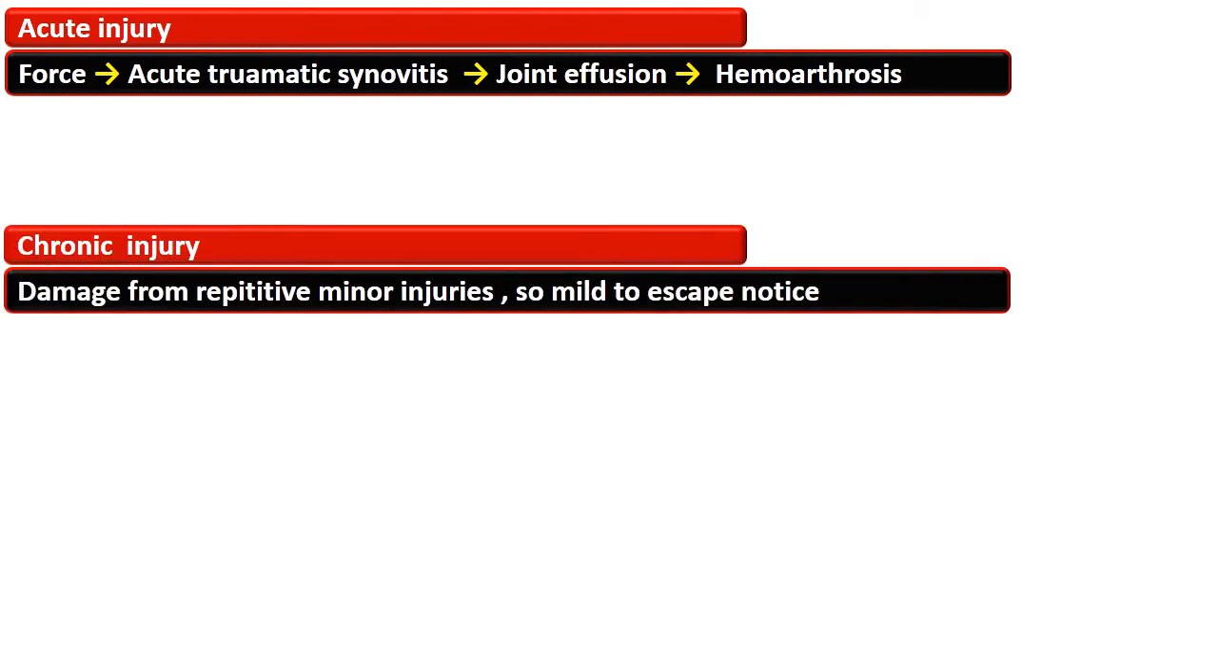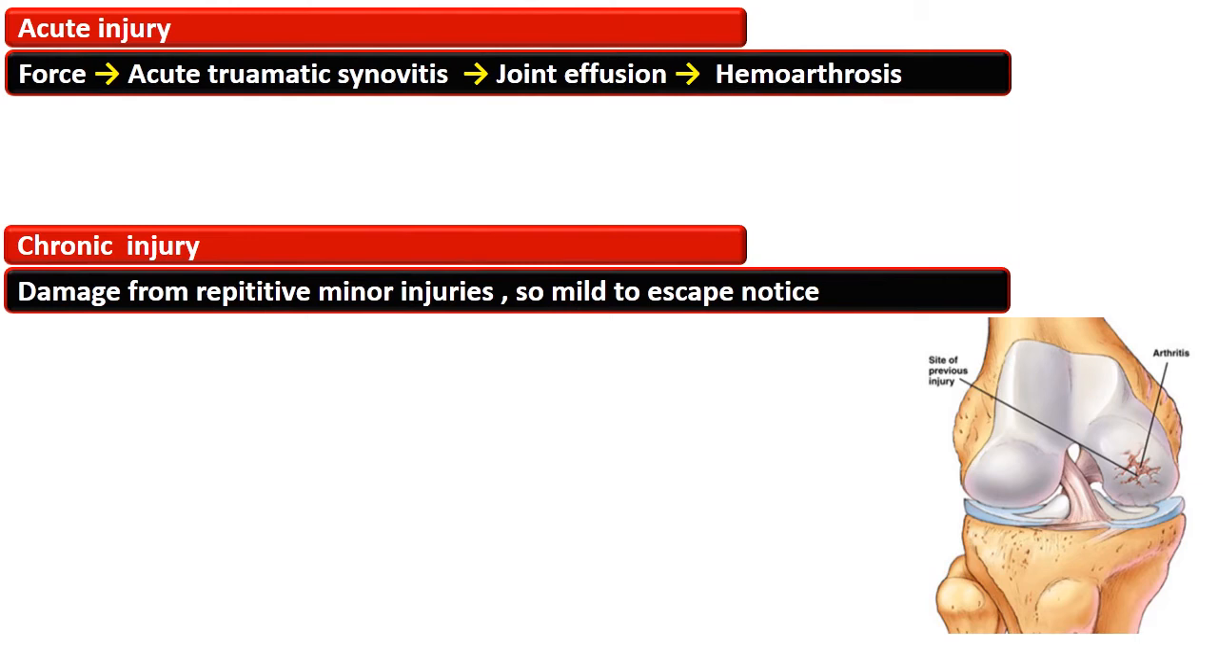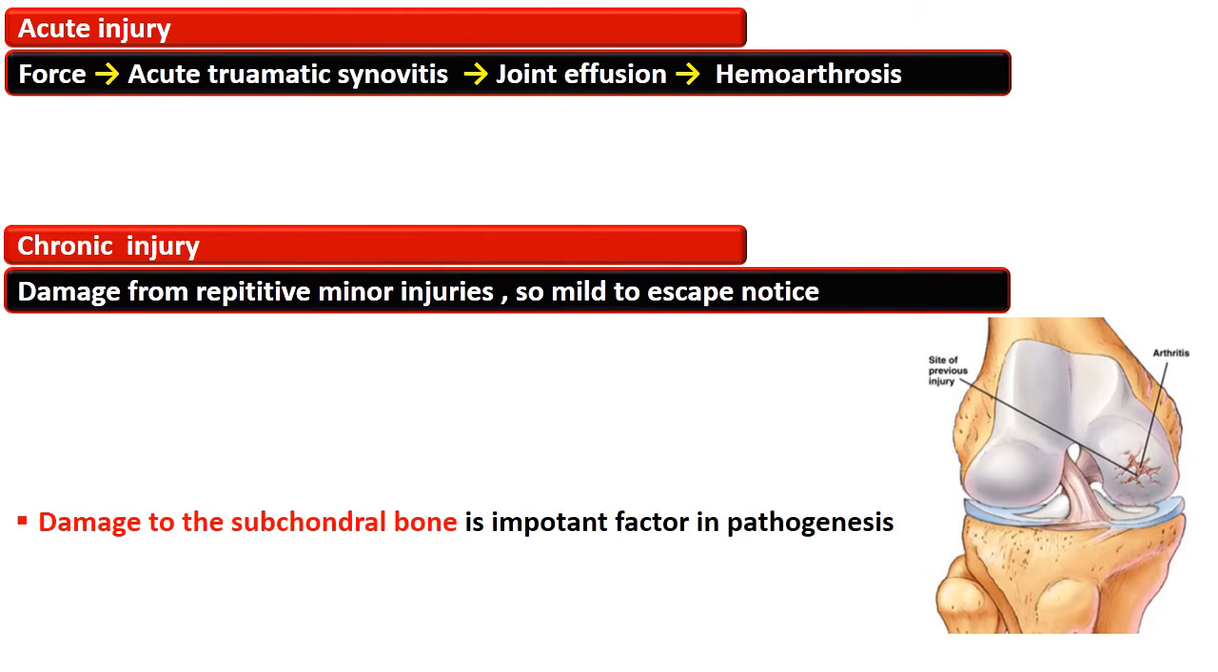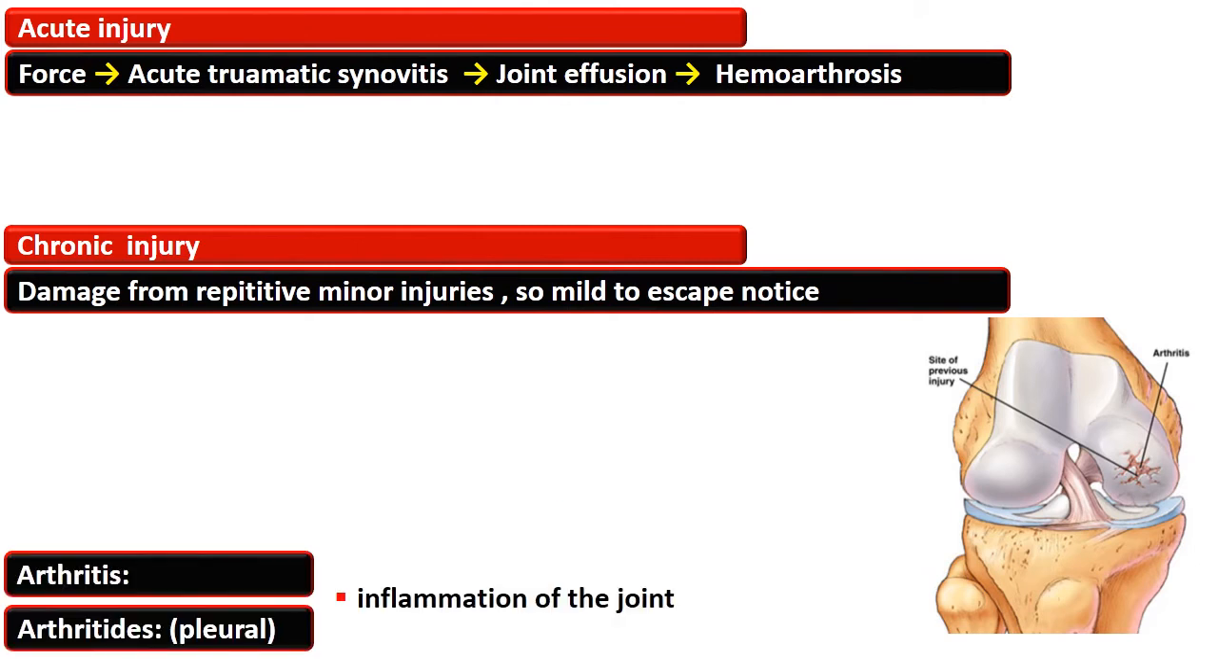While in chronic injury there is repetitive damage, and even if the injury is minor, this repetitive damage will result in some degeneration in the articular cartilage and will result in arthritis. These types are frequently described for elbow, back, hip, and knee, and are associated with the occupation of the affected person. The damage to the subchondral bone is an important factor in the pathogenesis of this chronic injury. Then arthritis is a term which describes inflammation of the joint, while arthritides is the plural for this term.